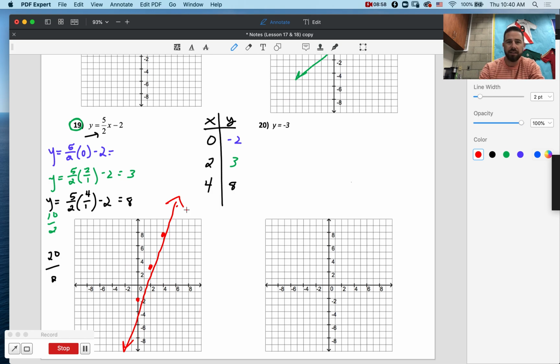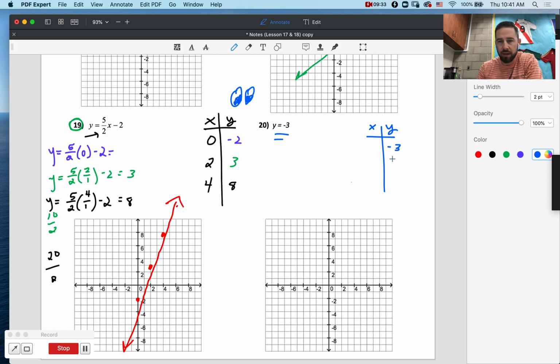All right, last one. This is a special type of case, and you really need to focus here, because once you understand how to do these, they're going to be so easy for you if you just understand the concept. So this looks different. It says y equals negative 3. What that means is y is always going to be negative 3. It doesn't matter what happens, y is negative 3.